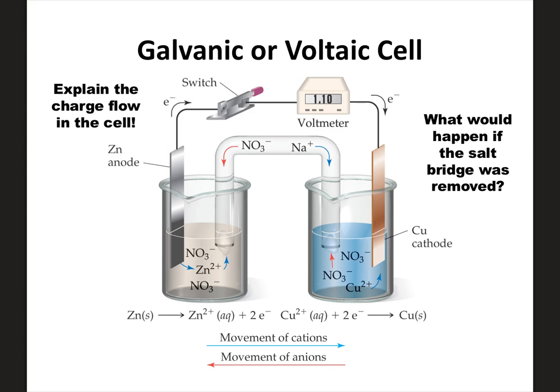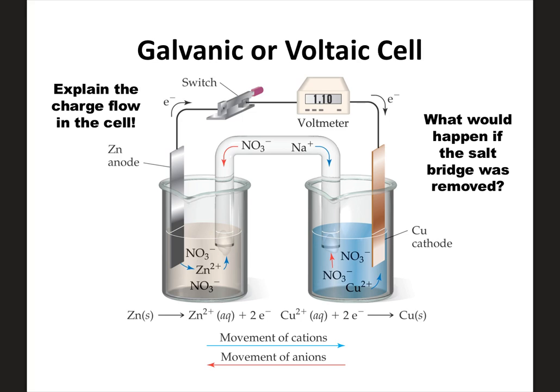The first thing you need to realize is that the two halves need to be in separate containers. Otherwise, we would just generate heat when they were reacting. We would not generate an electrical current. It doesn't matter which side your anode and cathode are on. You just need to know which side is the anode and which side is the cathode.